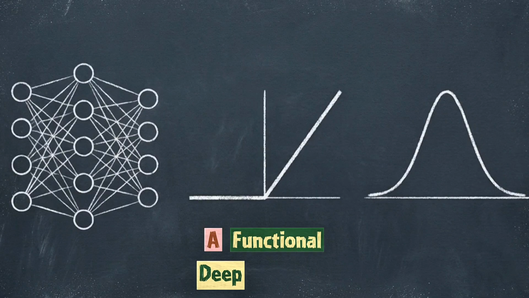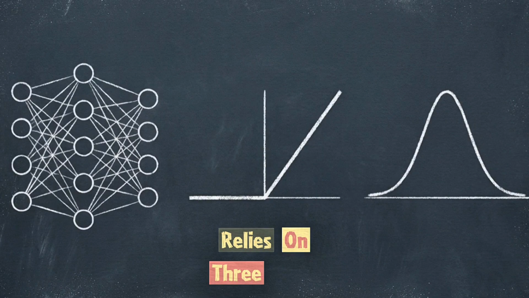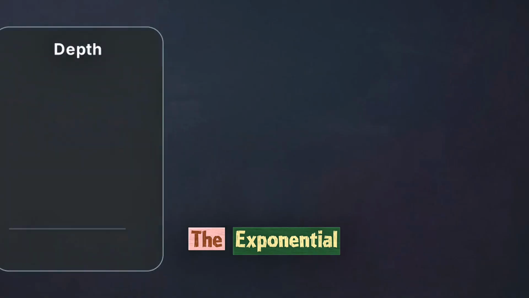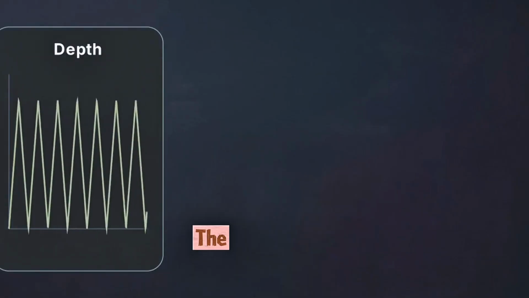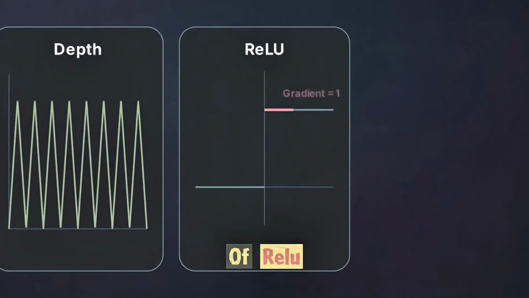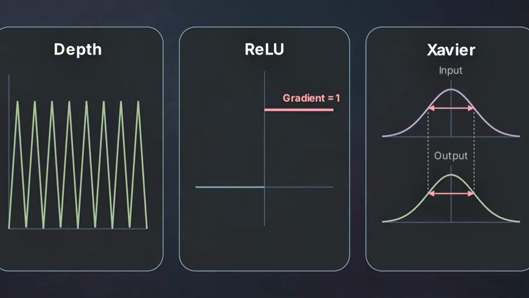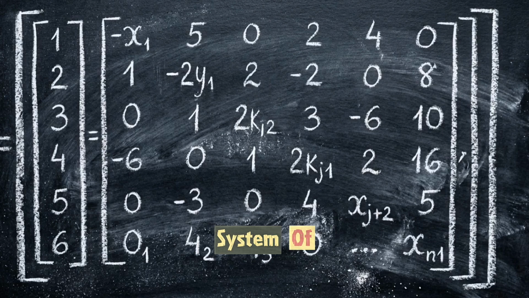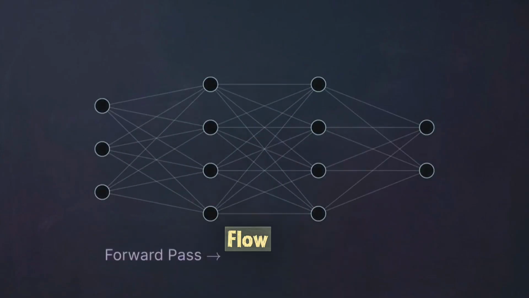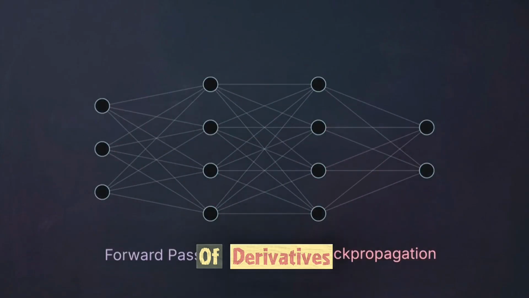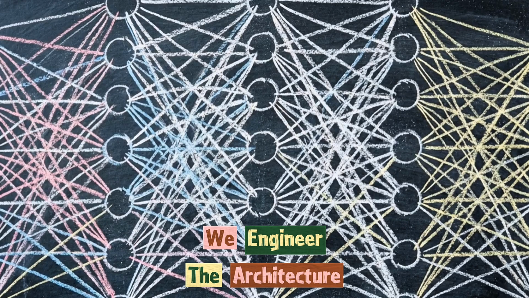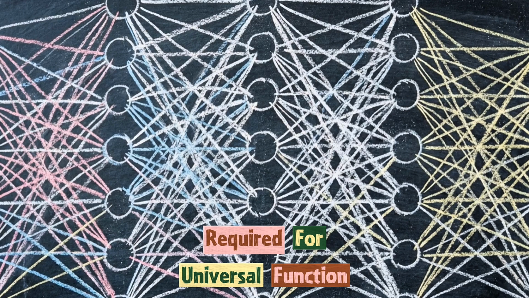A functional deep network relies on 3 rigid pillars: the exponential mapping capacity of depth, the undecayed backward pass of ReLU, and variance control of Xavier initialization. Deep learning is a system of strict mathematical constraints. By mastering the forward flow of variance and the backward flow of derivatives, we engineer the architecture required for universal function approximation.